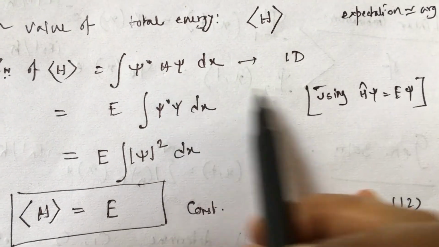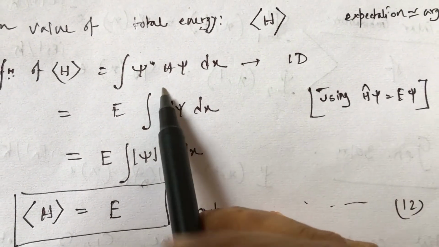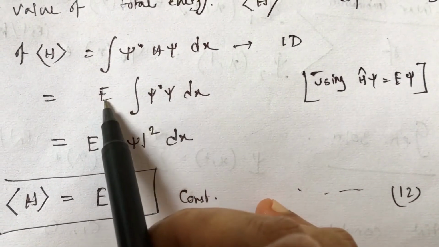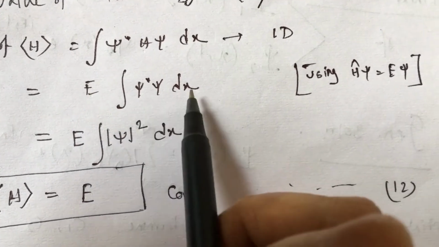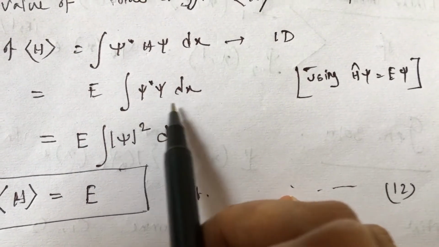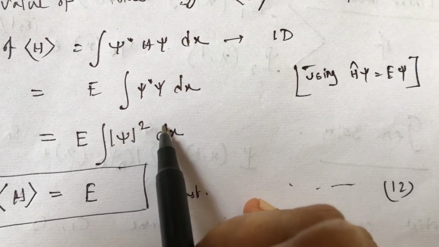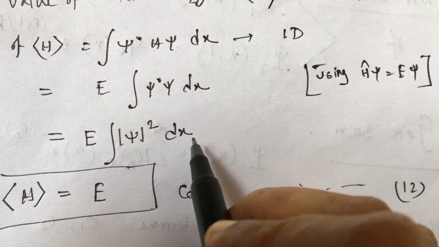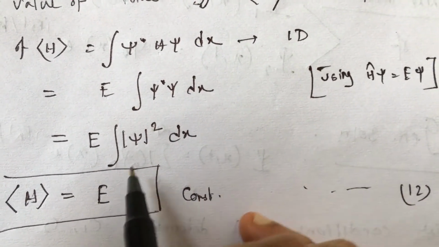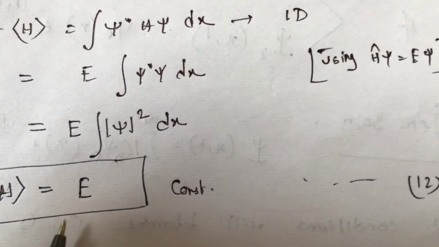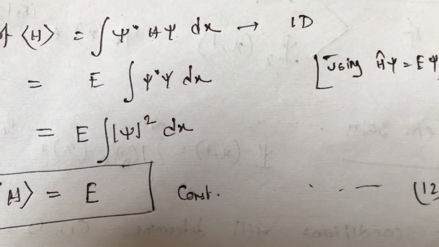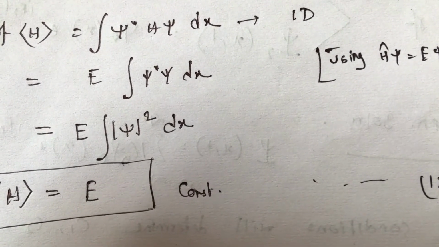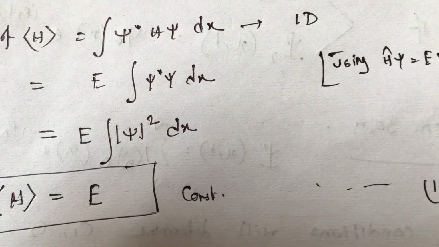As H psi equals E psi, E is constant in time, so it can be taken outside the integration. I am left with psi star psi dx. This is nothing but the probability amplitude of psi, and this over the entire space must be equal to 1, because the integration is done over the entire space, and the probability of finding the particle over the entire space is definitely 1.